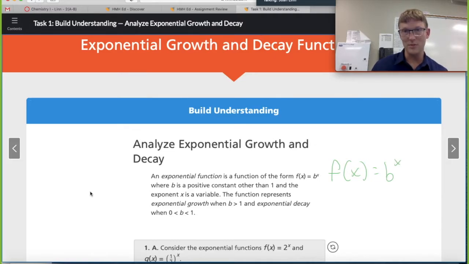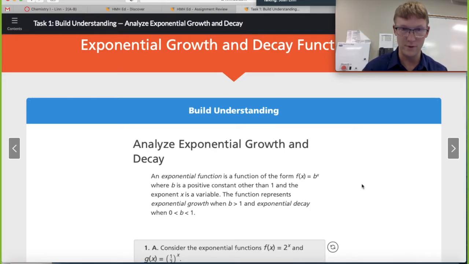So that's going to get smaller and smaller and smaller, whereas if b is greater than 1, it's going to get bigger and bigger and bigger. And b does not equal 1 because that would just give us a straight line going across. It would not give us an exponential growth function.